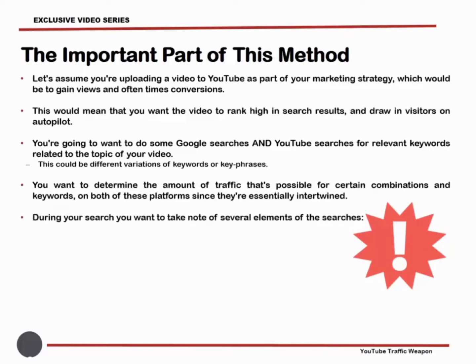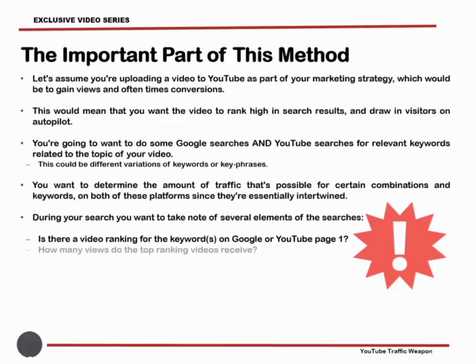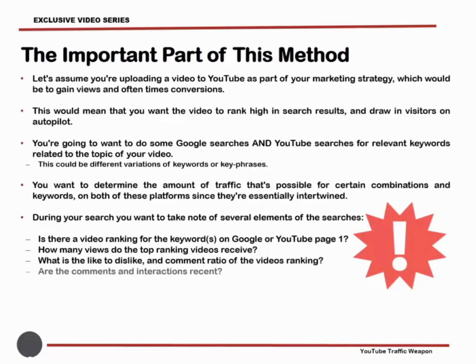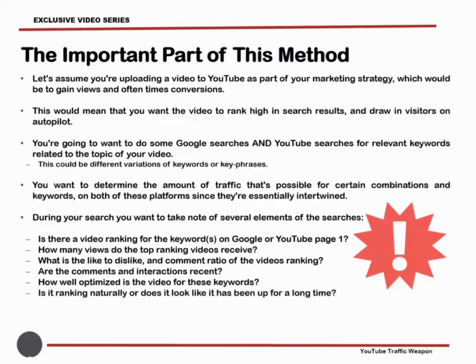During your search, you want to take note of several elements of the searches. Is there a video ranking for the keywords on Google or YouTube page 1? How many views do the top ranking videos receive? What is the like to dislike and comment ratio of the videos ranking? Are the comments and interactions recent? How well optimized is the video for these keywords? Is it ranking naturally or does it look like it has been up for a long time? Is the uploader of the video an established channel or not?